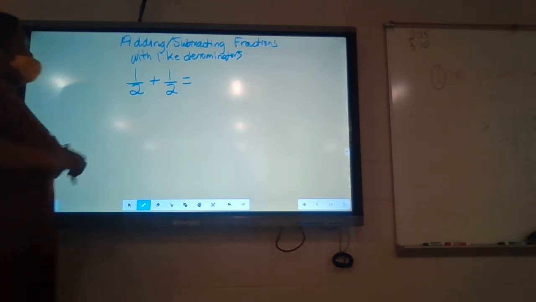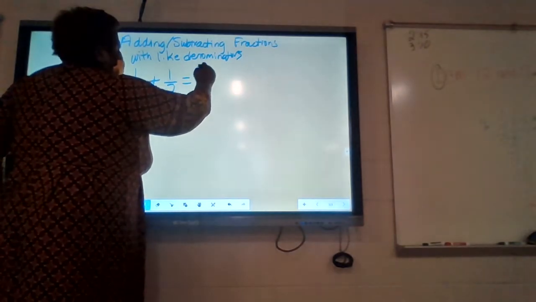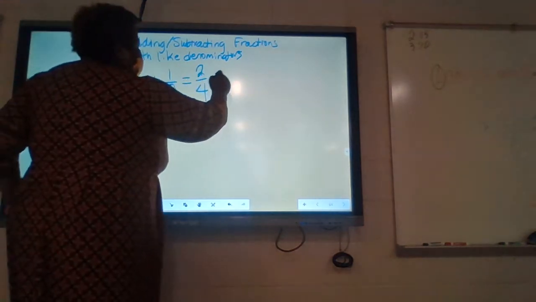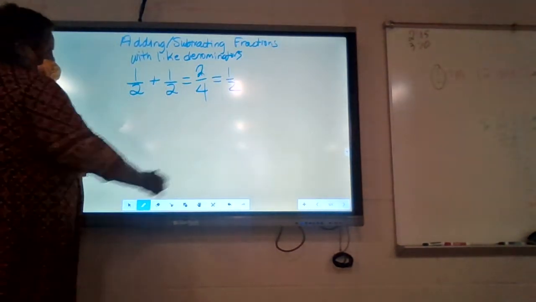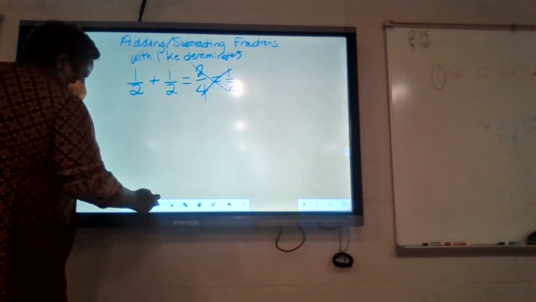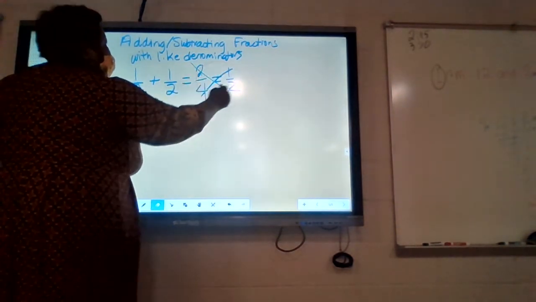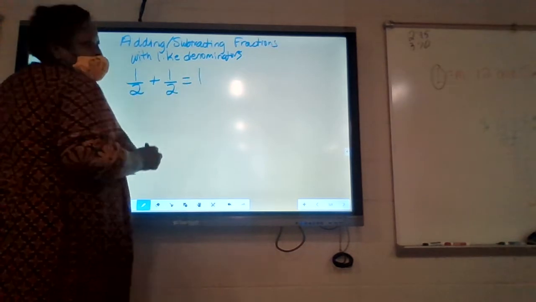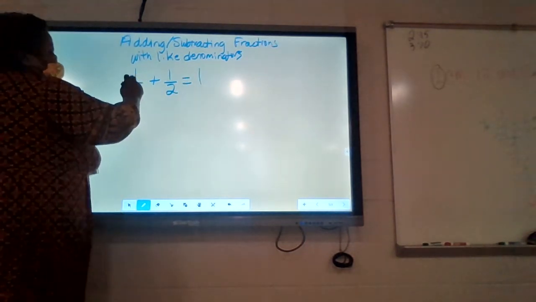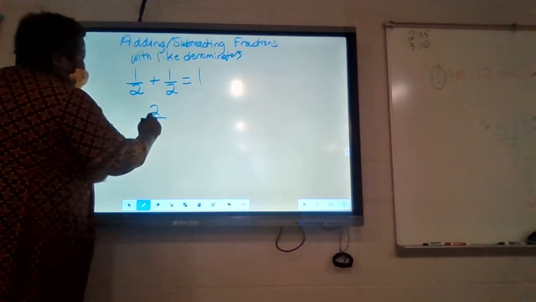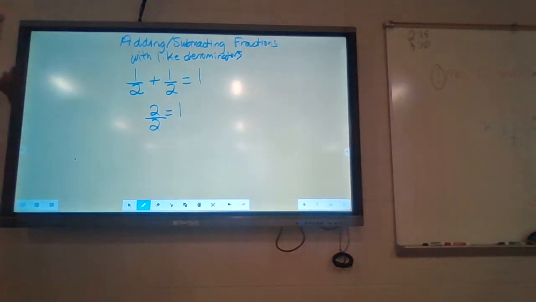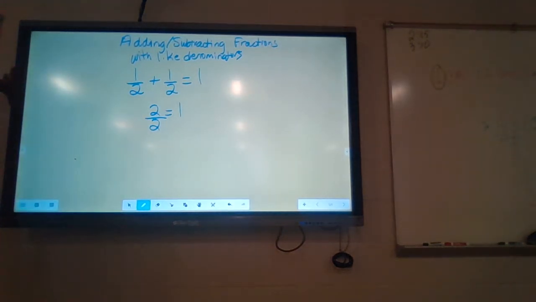Okay, so why do people do stuff like this? Because if I simplify that, that's equal to a half. So we can't do that. You told me that these two halves was equal to one whole. We get that by adding 1 plus 1, which is 2, and we don't add the denominators, and then we simplify. So it makes sense that two halves is equal to a whole.